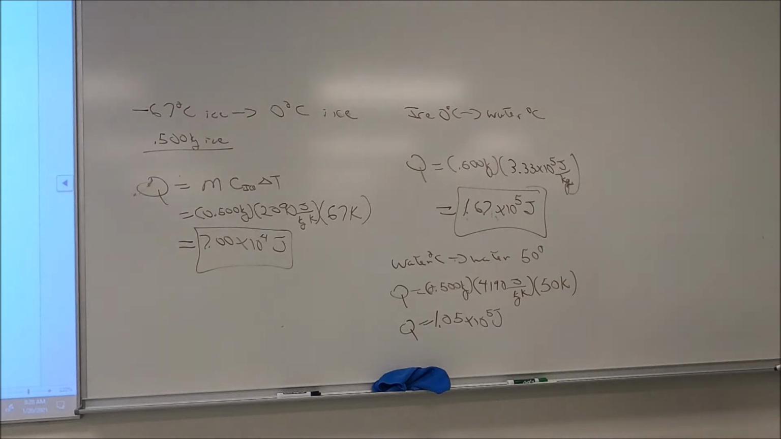Okay? So if you were given a problem that asks you how much heat energy does it take to go from ice at minus 67 degrees C to water at 50 degrees C, remember you've got to break it up into sections. You've got to deal with the warming up, and then the phase change, and then the warming up again.